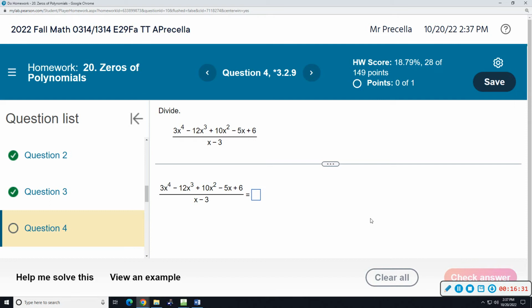What am I going to write k equals? What's the k value? 3? You're changing the sign on that minus 3 here in the divisor. And now let's write the numbers all the way across. 3, negative 12, 10, negative 5, 6.